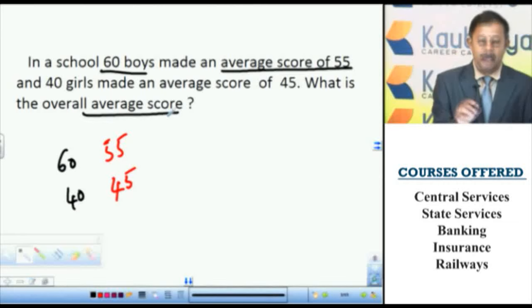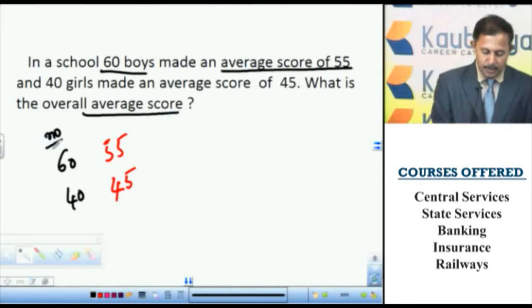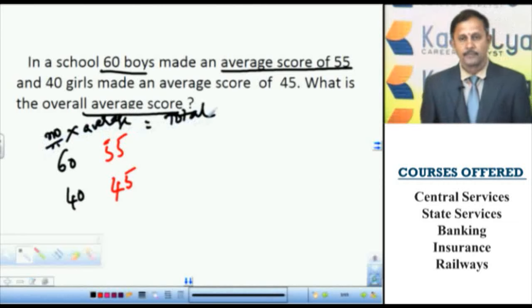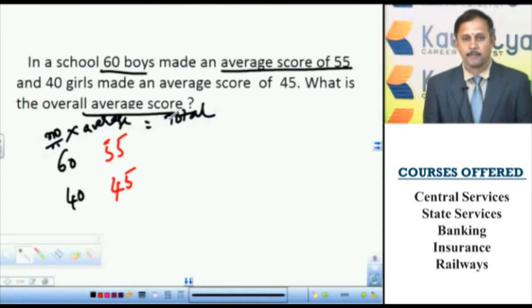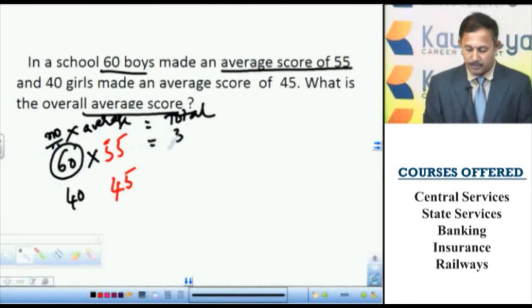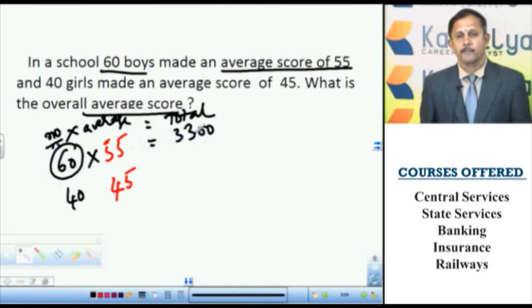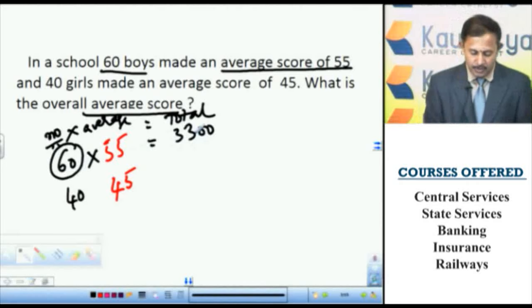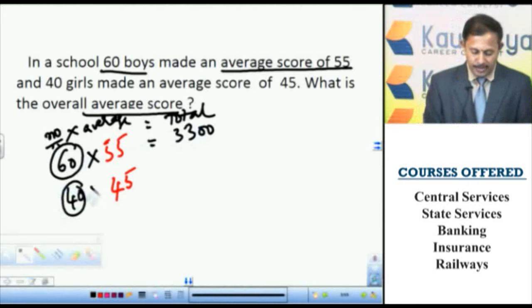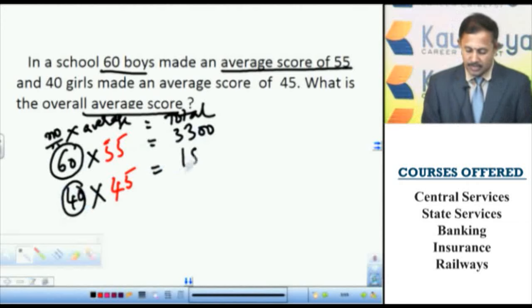Friends, let us recollect the formula. Number of elements into average gives the total. Here 60 is the number of boys, they made an average score of 55, so 60 into 55, 3300. That is the total marks obtained by boys. Next, there are 40 girls and their average score is 45. Number into average gives 1800.